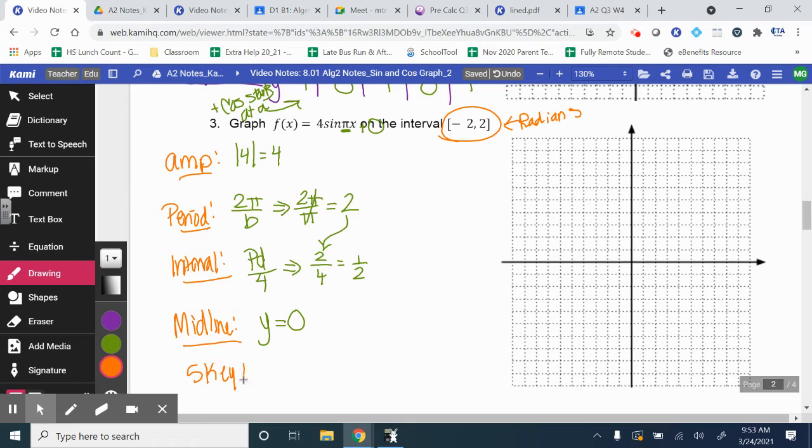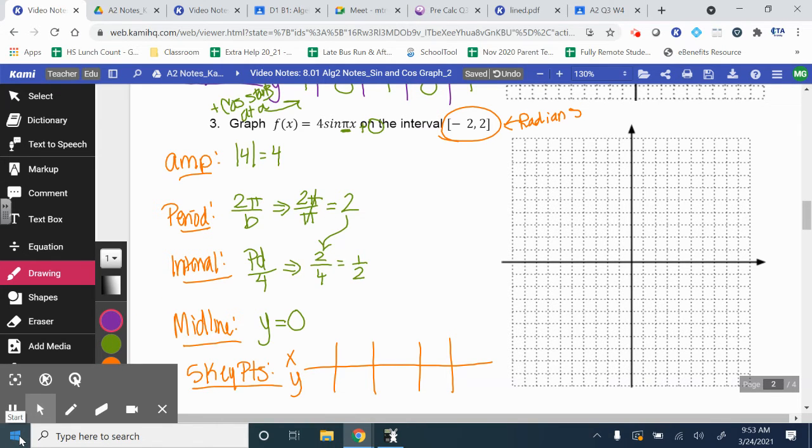Next, let's do our 5 key points. So now that you know you've got your interval right, 1, 2, 3, 4, make sure you go up by your interval, fill in your top x row right now, and then try to use your calculator to help you fill in the y row as well.